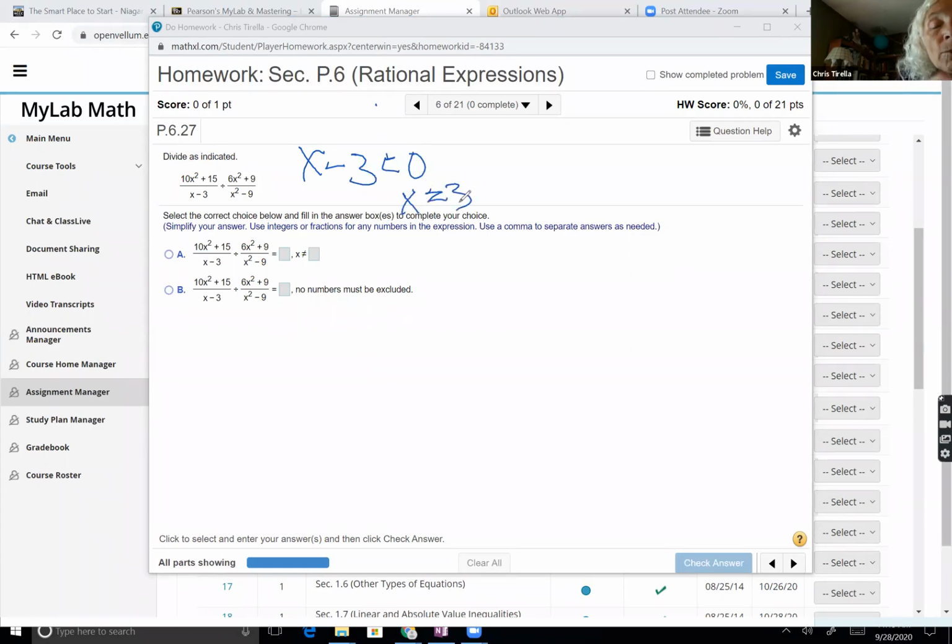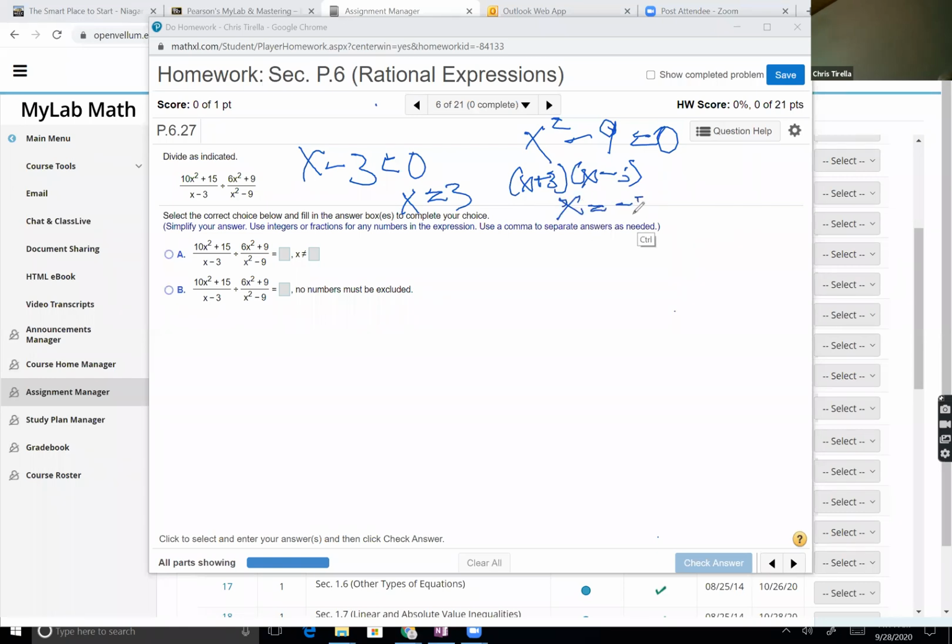So you figure that out before you do anything else? With a division problem, honestly, you have to do it twice. So we have to worry about what makes the other denominator equal to 0. That factors into x plus 3 times x minus 3. And so from that, we get that it's 0 when x equals negative 3.